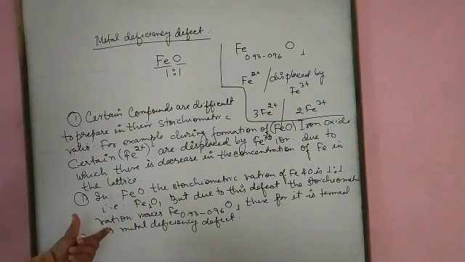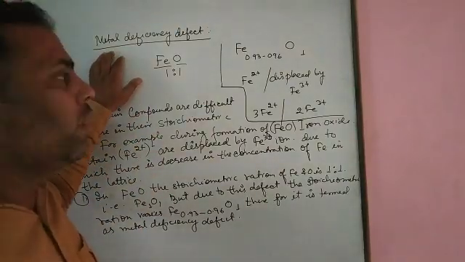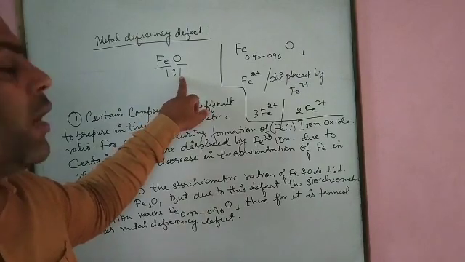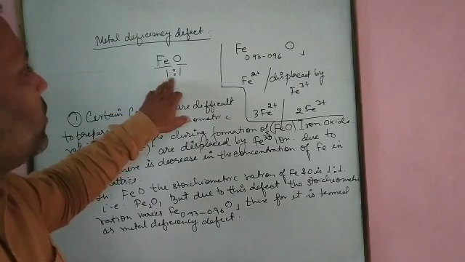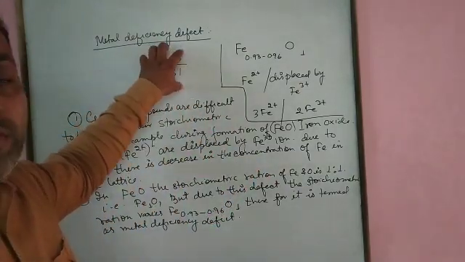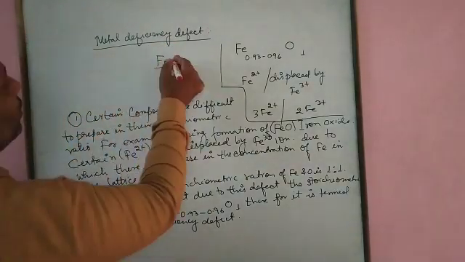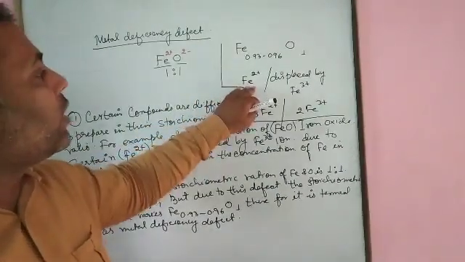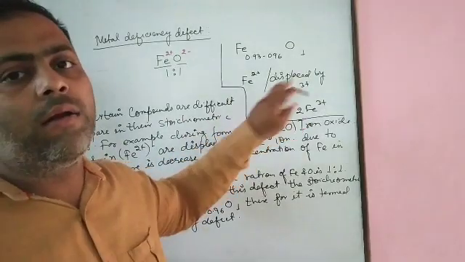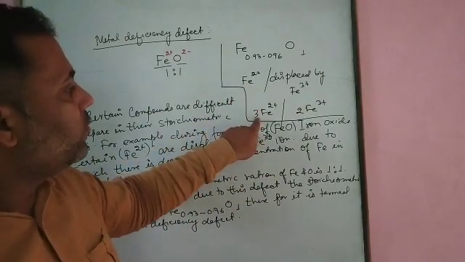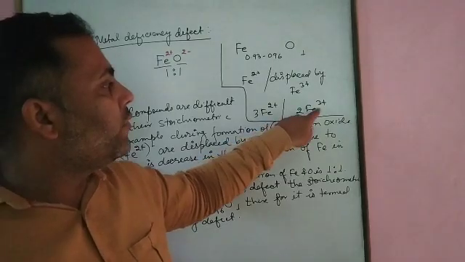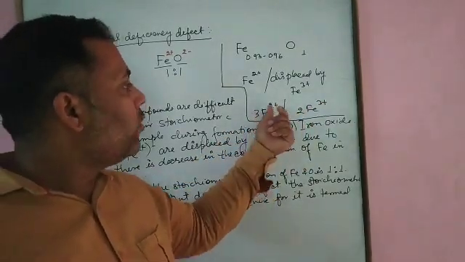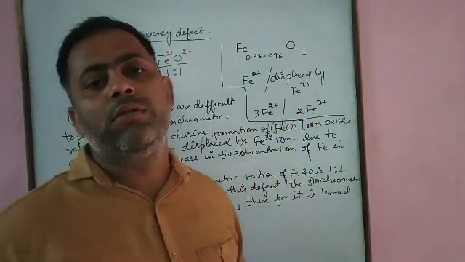What have we discussed? What is metal deficiency defect? We know in case of iron oxide, the stoichiometric ratio of iron with oxygen is 1:1. But this compound is difficult to prepare in the ratio of 1:1. Why is it so? Because during the formation of this compound, the state of iron is Fe2+ and oxygen is 2 minus. Certain Fe2+ ions are displaced by Fe3+ ions. To remove 3 Fe2+ ions, only 2 Fe3+ ions are enough. 2 times 3 is 6, 3 times 2 is 6. It means 3 iron 2+ can be displaced by 2 iron 3+, and the electrical neutrality is maintained.